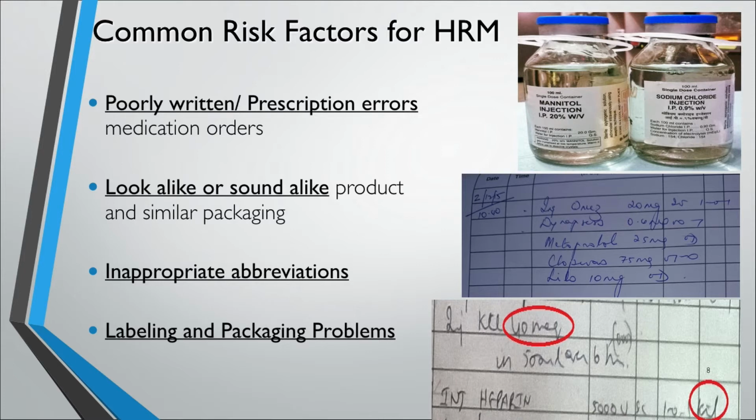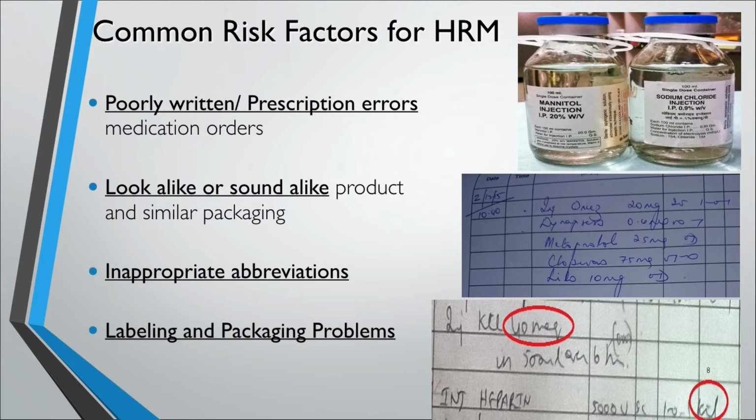The use of unusual signs and short forms of representing a word may lead to devastating errors, especially in terms of drug dosage. Labeling and packaging problems can create a state of confusion for the pharmacists while dispensing the prescribed drug. As you can see in the top right picture in the slide, mannitol injection and sodium chloride injection have similar appearance, so mistakes can occur while dispensing either of these drugs.